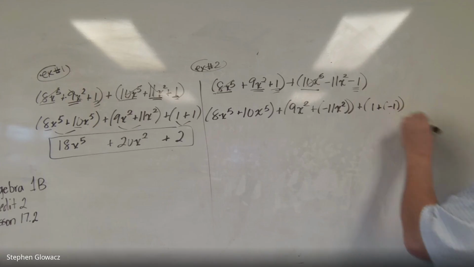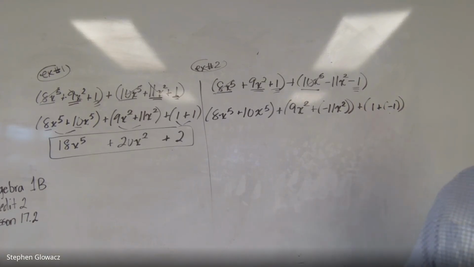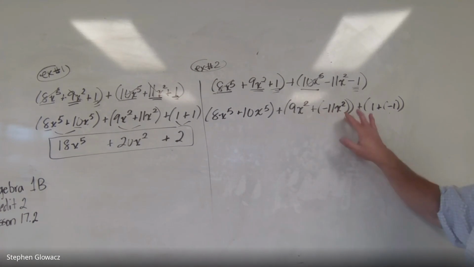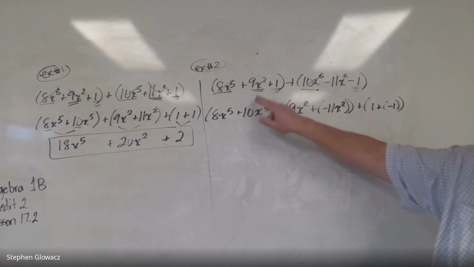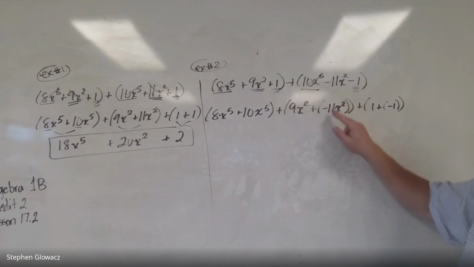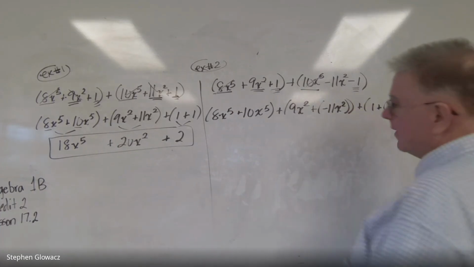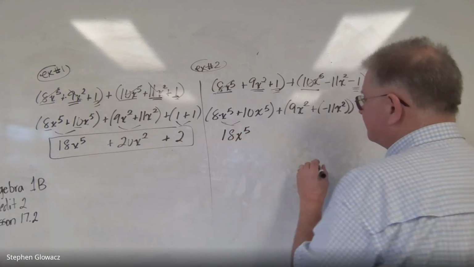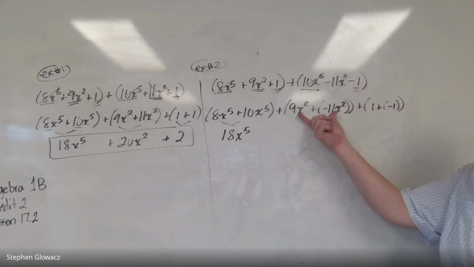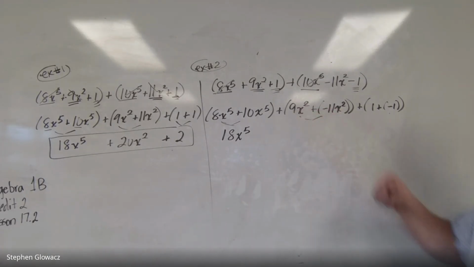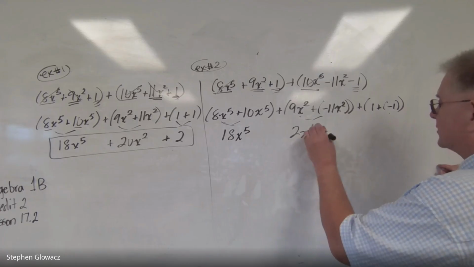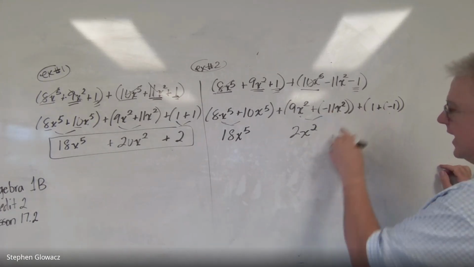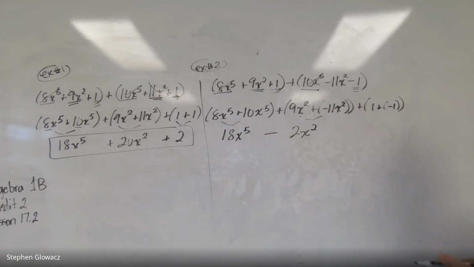And again, if you're like, well, wait a second here, what's exactly going on? Pause the video, make sure that you understand how we wrote this down. We are adding, so that's why that was 9x squared plus a negative 11x squared. All right, so combining our like terms, we have 8 plus 10, once again, is 18x to the fifth. But here, the signs are different. So we're going to subtract. 11 minus 9 is 2. So we have 2x squared. And since the larger number, 11, was negative, that's going to be a negative 2x squared.